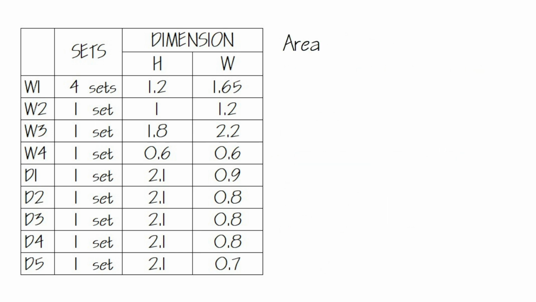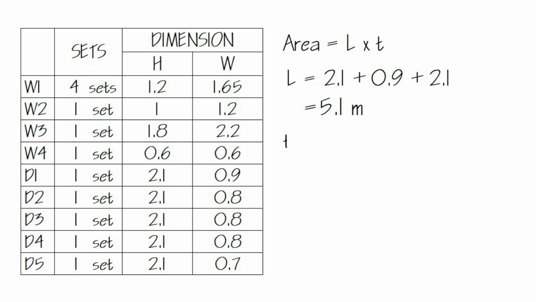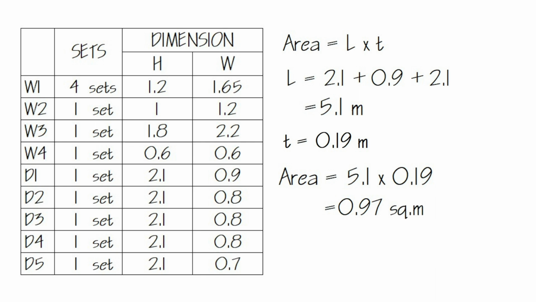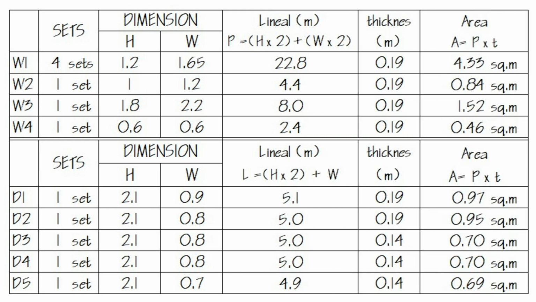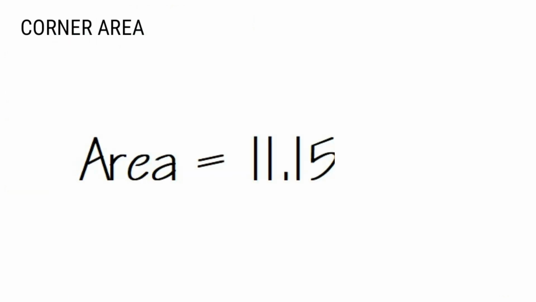Para naman sa D1 or main entrance door natin, so length that is equal to 2.1 plus 0.9 plus 2.1. And that is equal to 5.1 meters. So yung thickness naman nito, that is equal to 0.19 meter. So area, that is equal to 5.1 multiplied by 0.19 and that is equal to 0.97 square meter. So, the rest, ito yung result. So, in total, meron tayong 11.15 square meters.